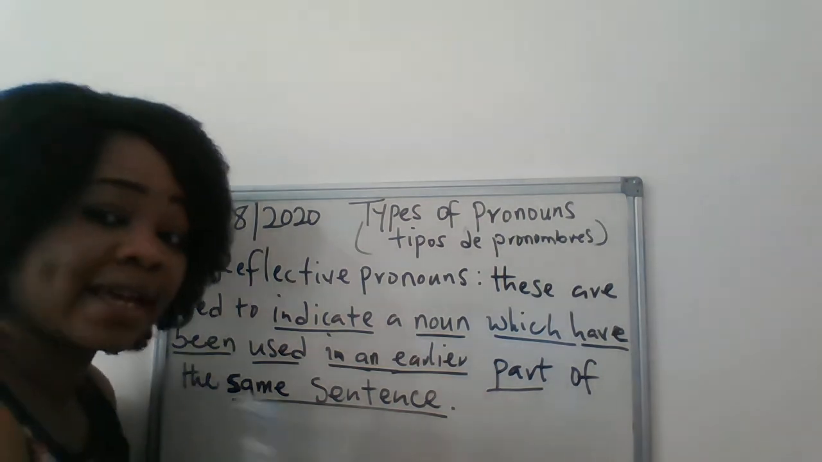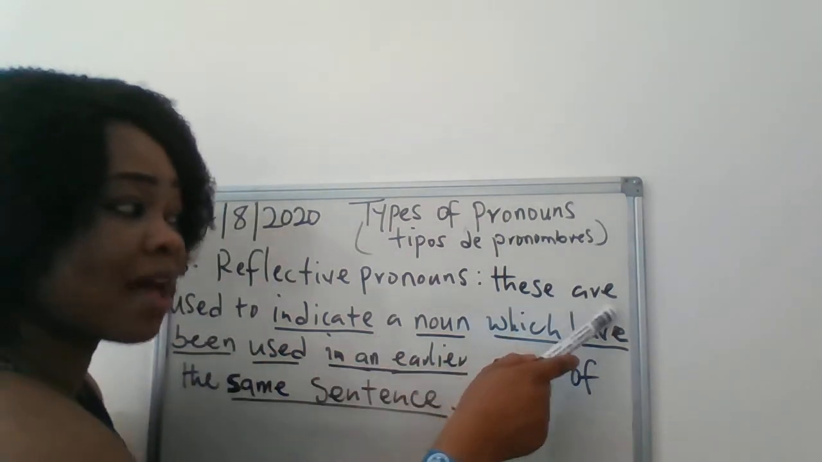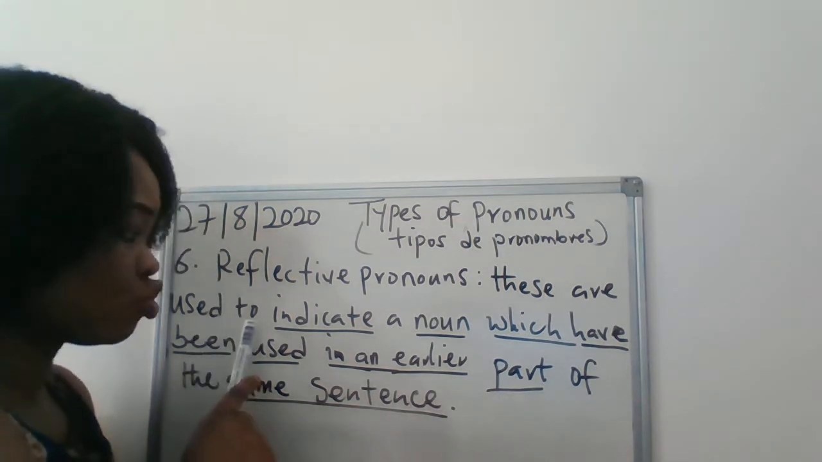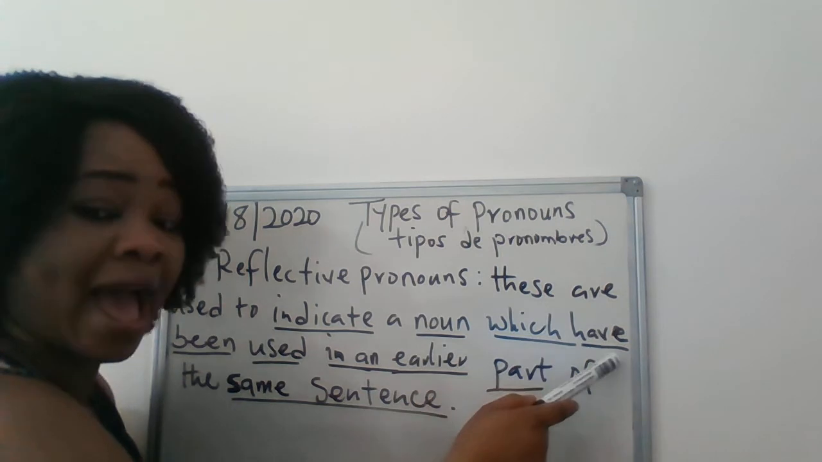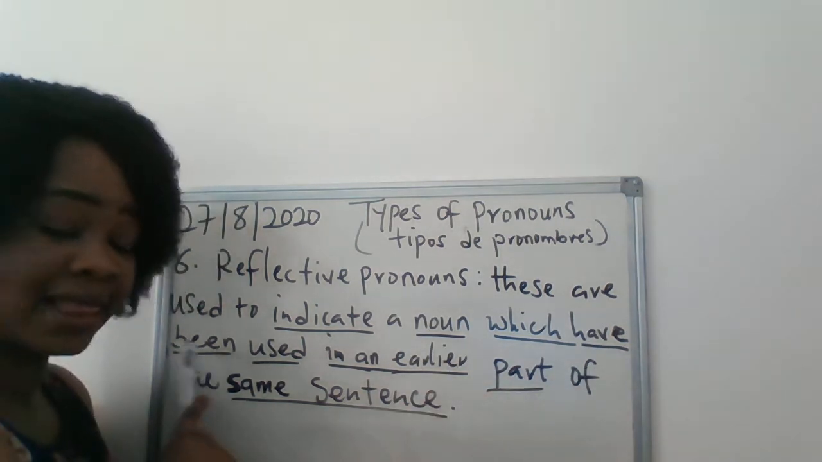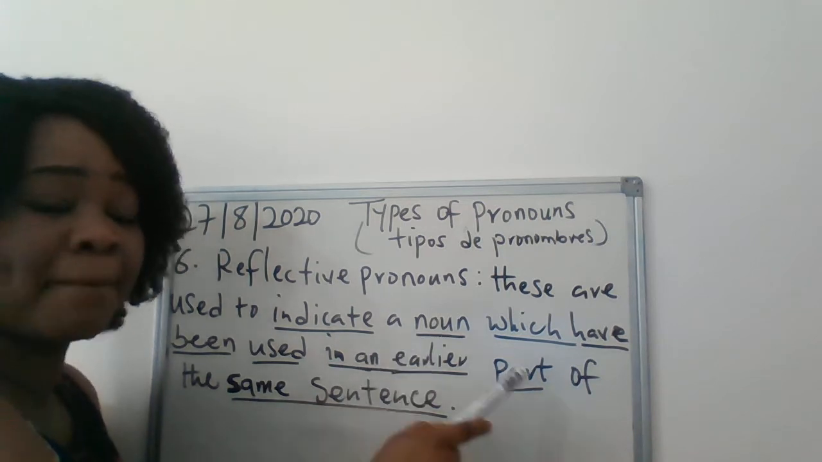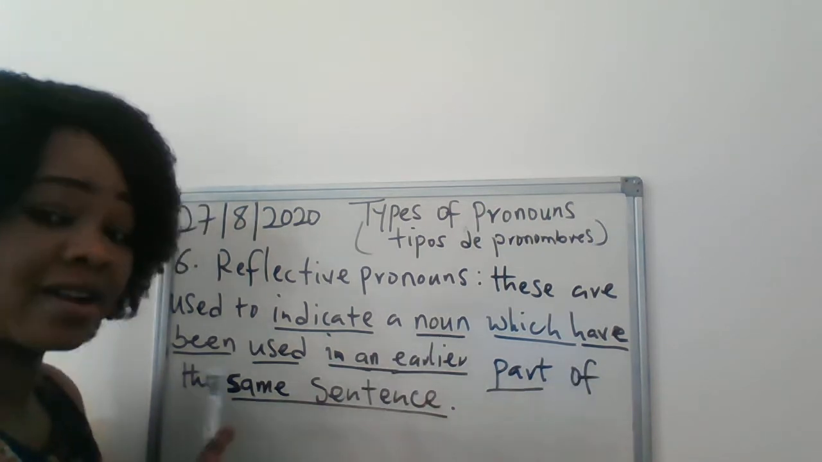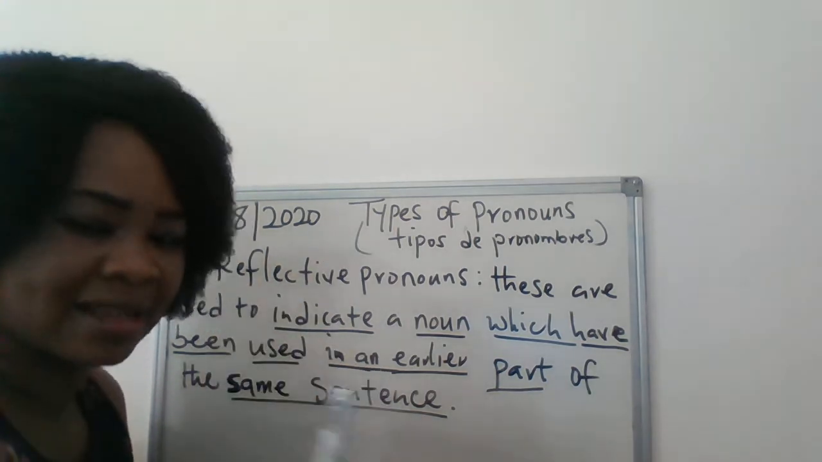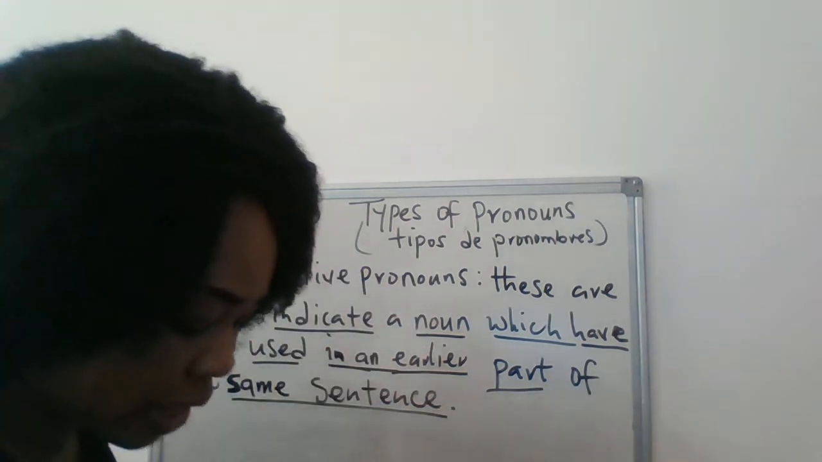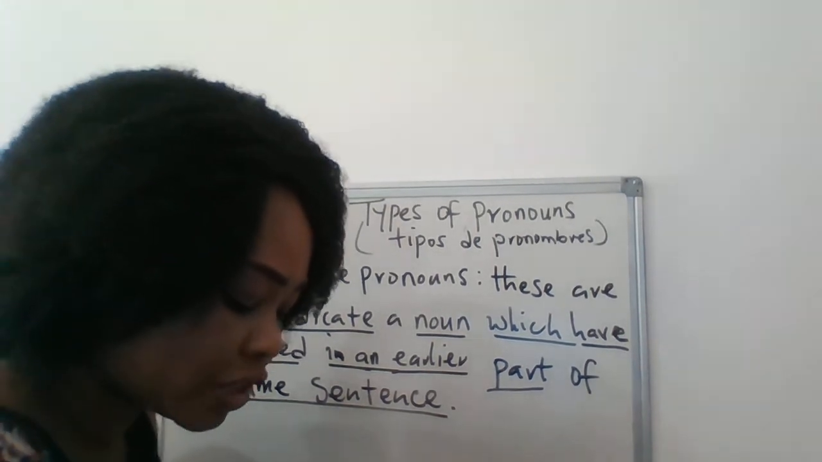Alright, like I said before, reflective pronouns are used to indicate a noun which have been used in an earlier part of the same sentence. Mismo frases. The same sentence. Okay? So we explain it in Spanish, then go for the examples, okay?